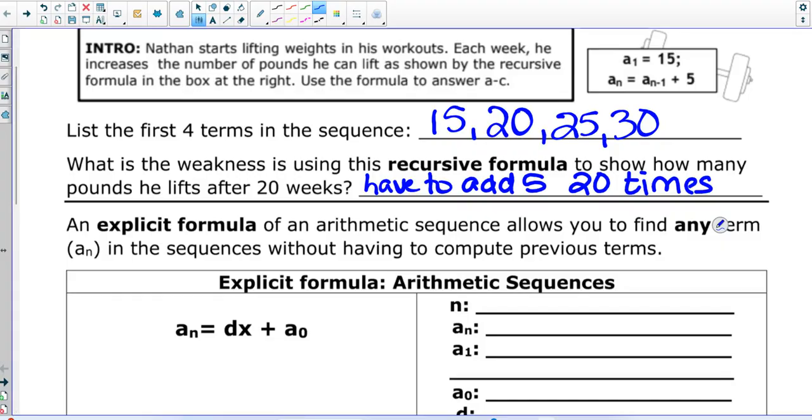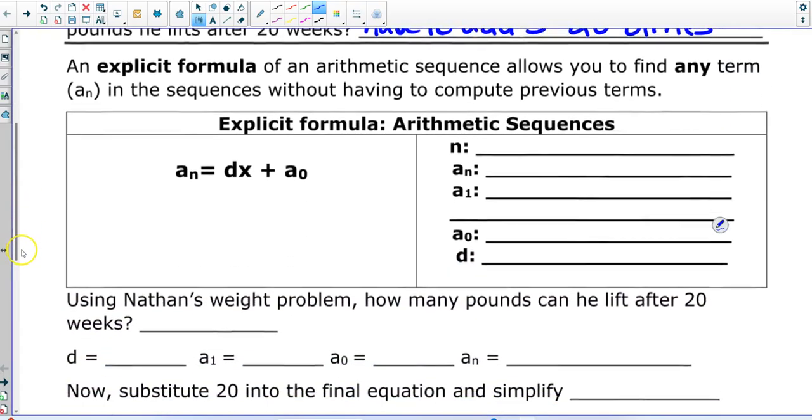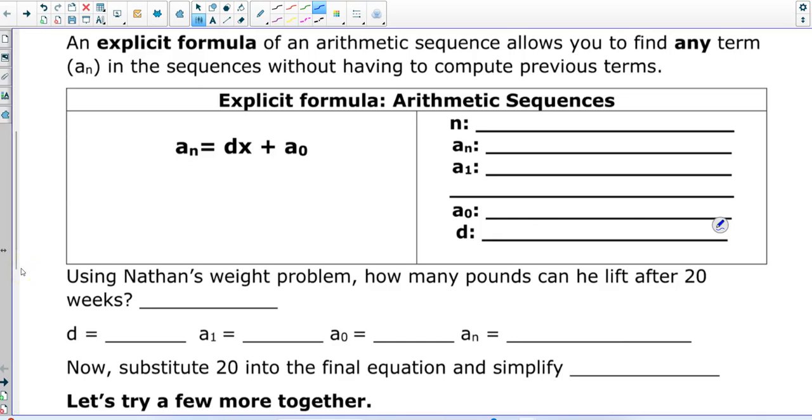So we have something else that we call the explicit formula, which will help us add very, very fast, especially if they ask us for like the 200th term, okay? And it is written right here, A sub N equals D N plus A0. We haven't heard of A0 yet, but I'm pretty sure you can figure it out. So we're gonna look over to the right, N. Remember, N is the term number. A sub N is any term in the sequence.